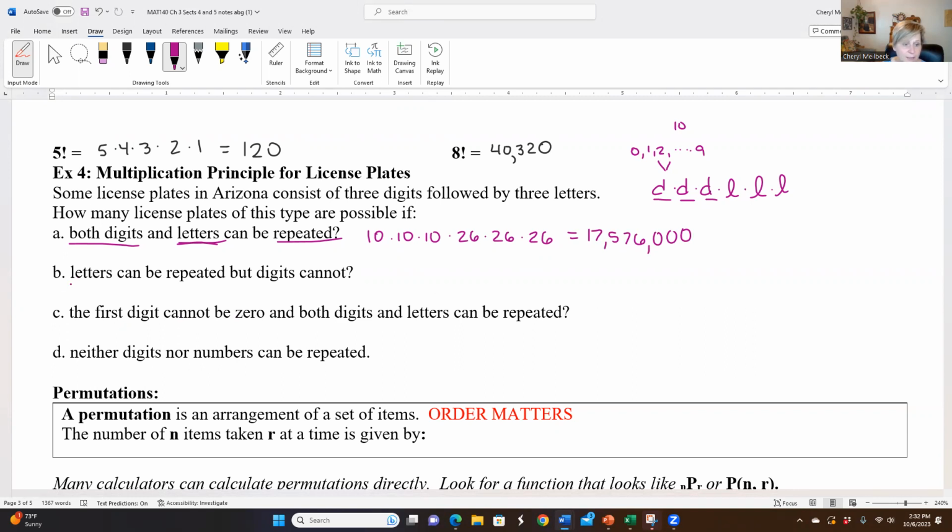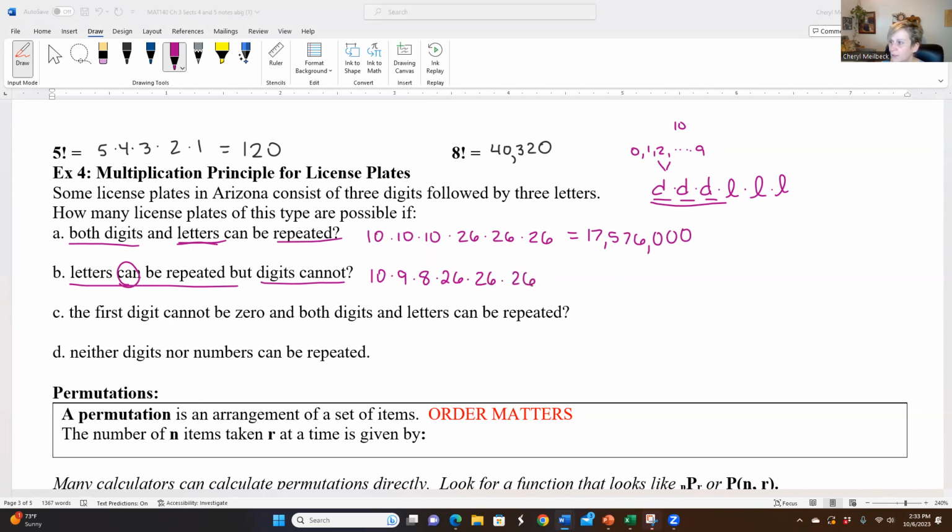It says the letters can be repeated, but the digits cannot. So if we're looking at the first 3 digits, if they can't be repeated, we'd have 10 to choose from for the first one, but then only 9 from the second and 8 from the third, because they cannot be repeated. And then for the last 3 letters, they can be repeated. So we'd have, again, 26 times 26 times 26.